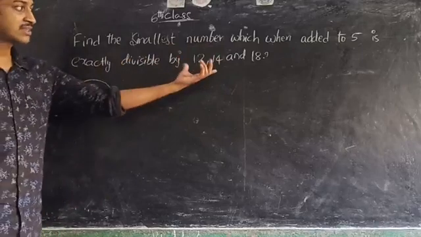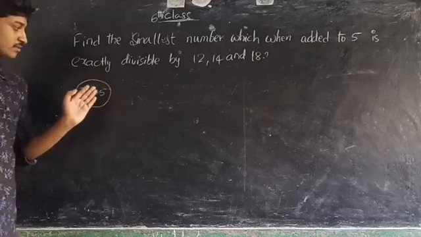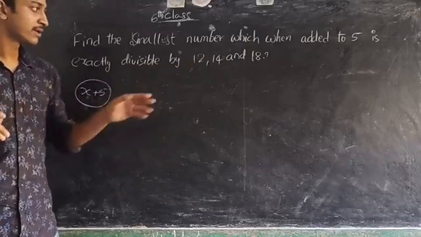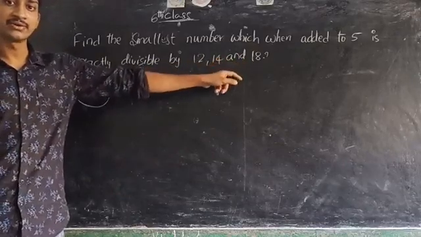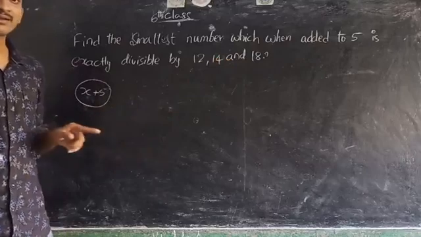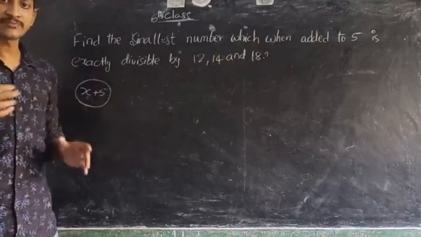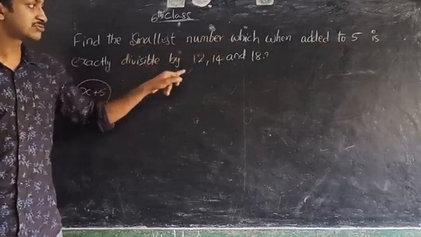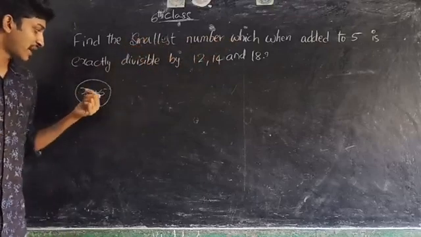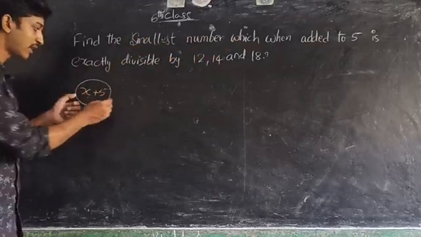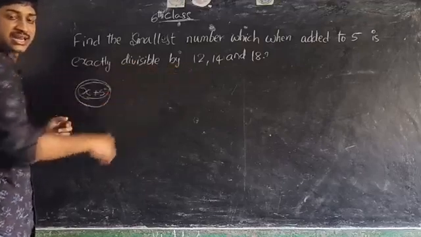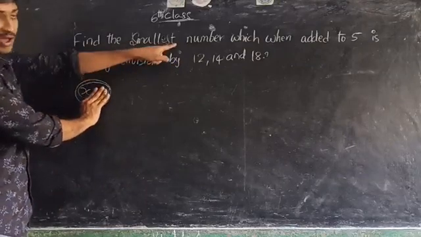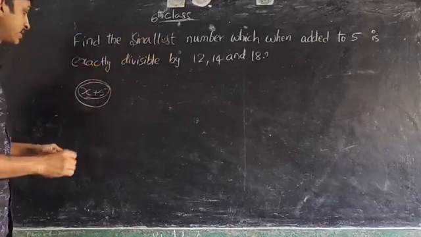So how can we find the number? First of all, we have to find the number which is commonly divisible by 12, 14 and 18. Then we have to subtract 5 from that number. Why do we subtract 5? Because x plus 5 is the number divisible by these three numbers, so we subtract 5 to get the smallest number. Okay, see here.